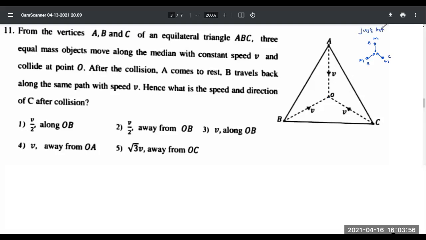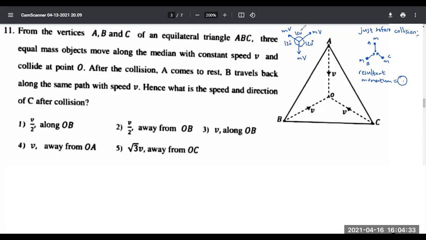Now, just before collision, guys, what is the resultant momentum? Resultant momentum is zero. Initial resultant momentum is zero. Why is that? Now there are three vectors. I'll draw them. See, there's a vector like this, mV, and there's a vector like this, mV, and there's another vector like this, mV. And what is the angle between them? 120.